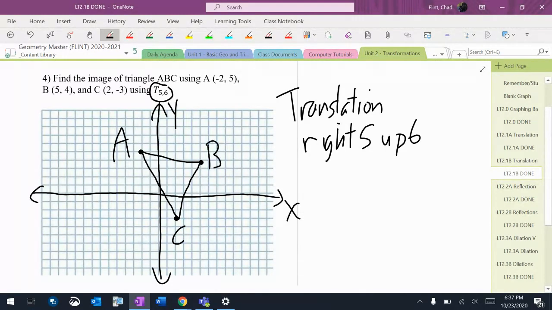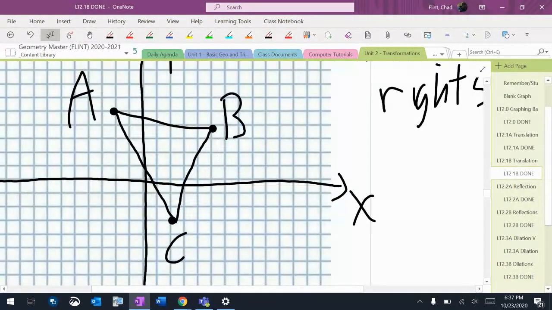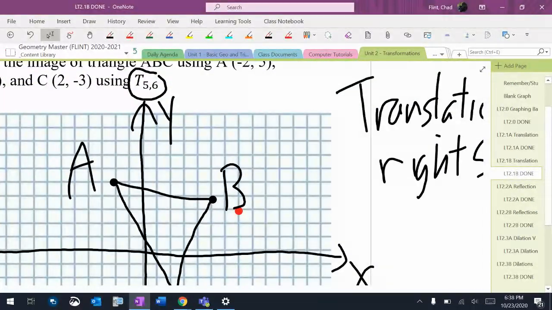Each point needs to go right 5, up 6. Let's start with C. 1, 2, 3, 4, 5, then 1, 2, 3, 4, 5, 6. B. 1, 2, 3, 4, 5, 1, 2, 3. It's going to go off my screen a little bit. 1, 2, 3, 4, 5, 1, 2, 3, 4, 5, 6. All right, and then A.